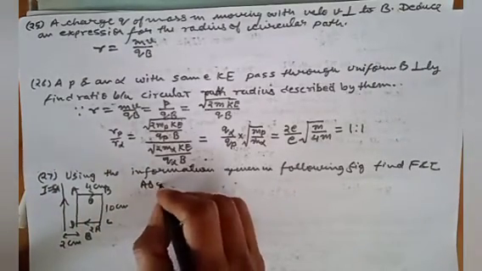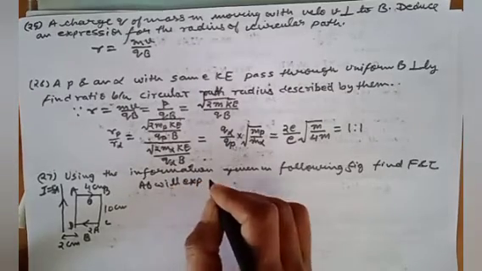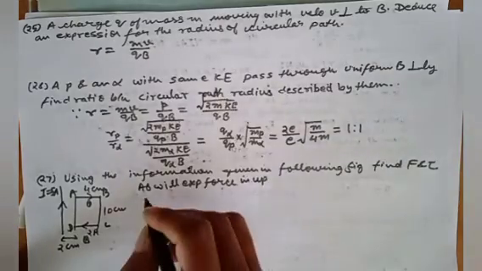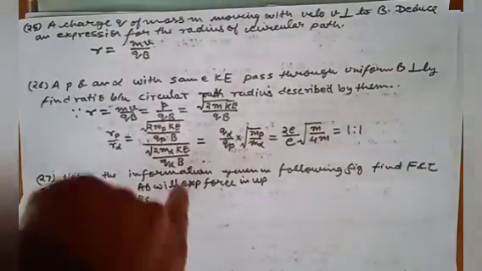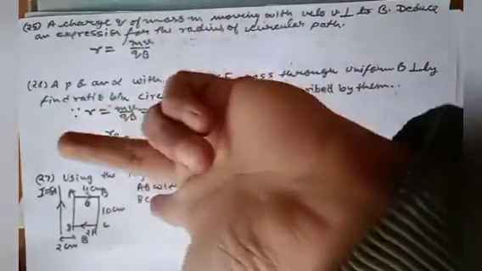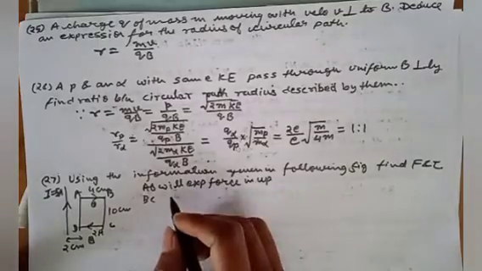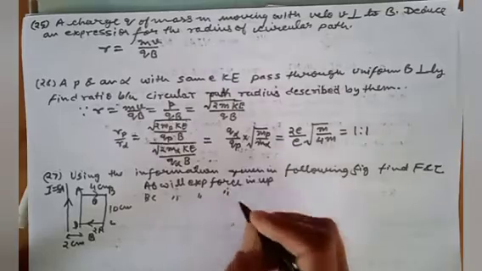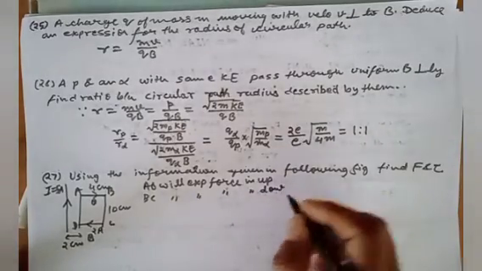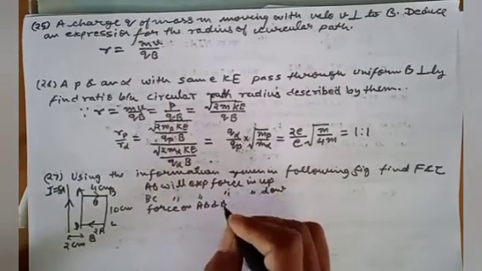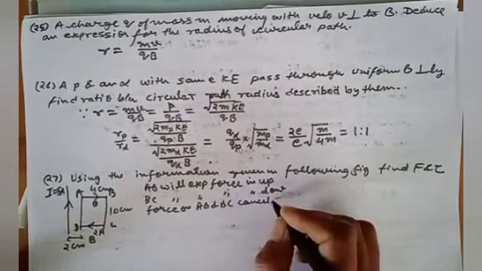So AB will experience force in the upward direction, and BC will experience force like this. Current is going this way, magnetic field is inside, so force is acting downward. So BC will experience force in the downward direction. The force on AB and BC cancel each other.